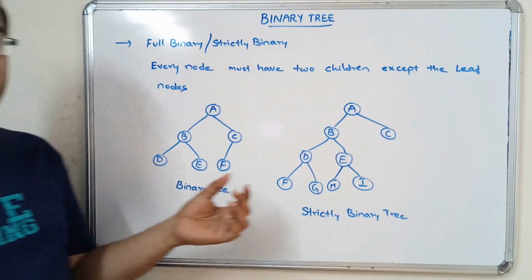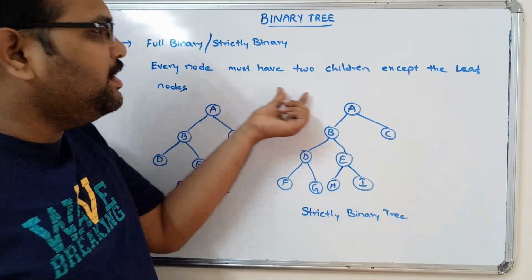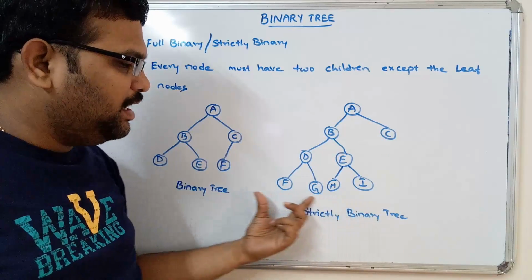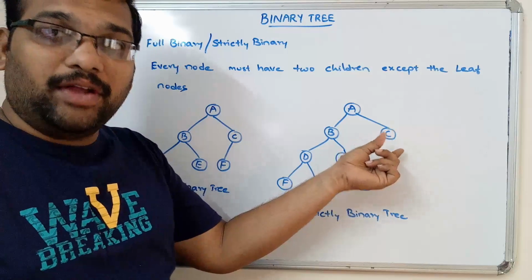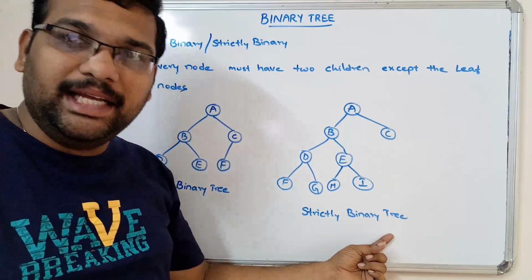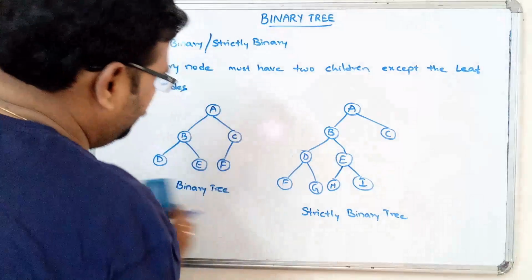Right? So hope you understood this one. If every node in a tree has two children except the leaf nodes, here the leaf nodes are F, G, H, I and C. So except the leaf nodes, if every parent has two children, then we can call it a strictly binary tree.